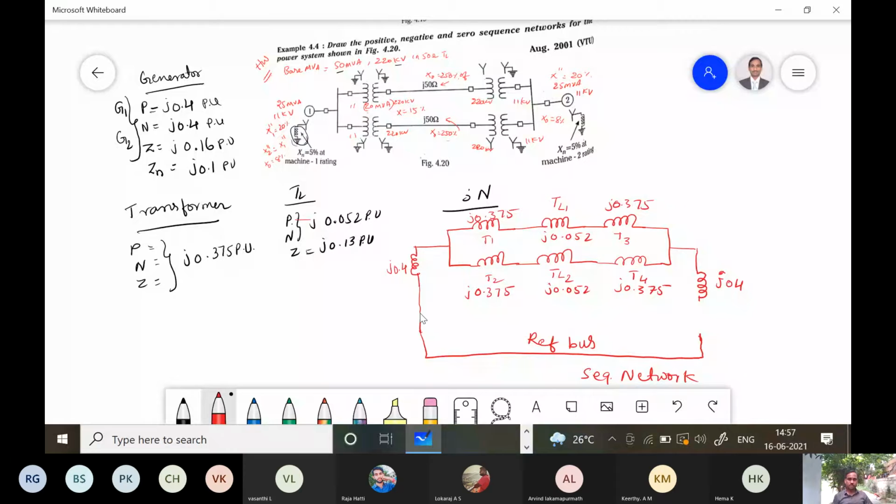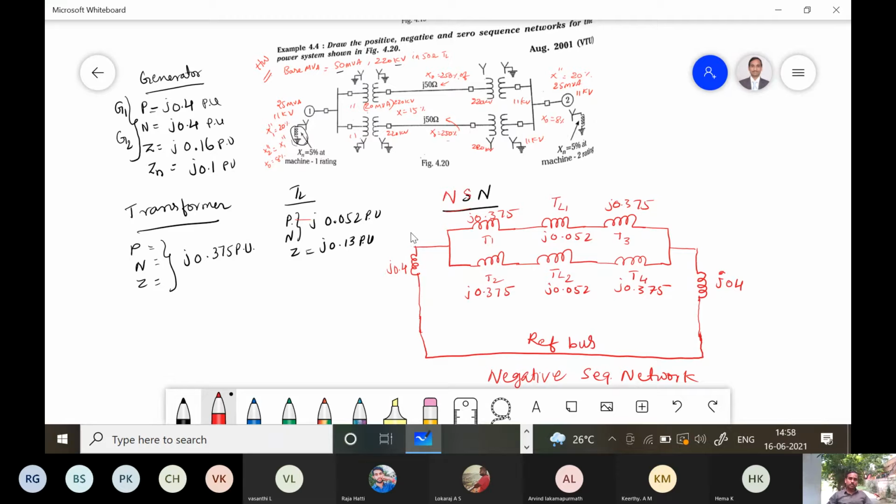So just remove the voltage sources and short the terminals. So this will give the negative sequence network. Is it clear? This is the negative sequence network. Suppose any negative sequence values are changed, then only you have to put those values. Otherwise, you have to draw it as it is. The negative sequence network only changes in that the voltage sources are not present here. This is called the negative sequence network.